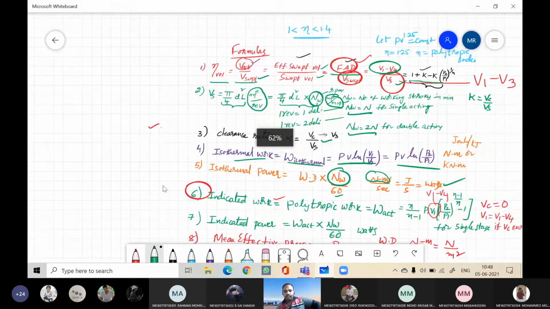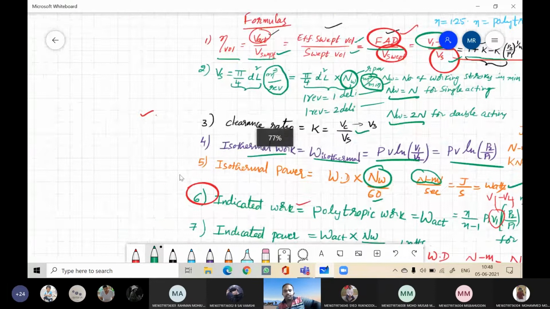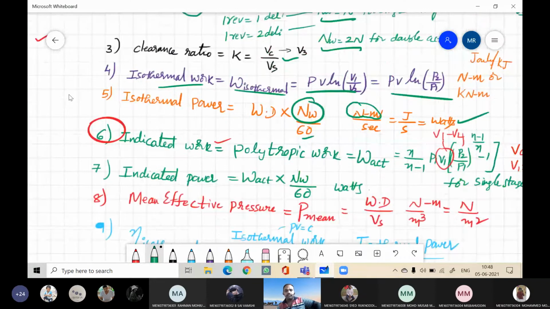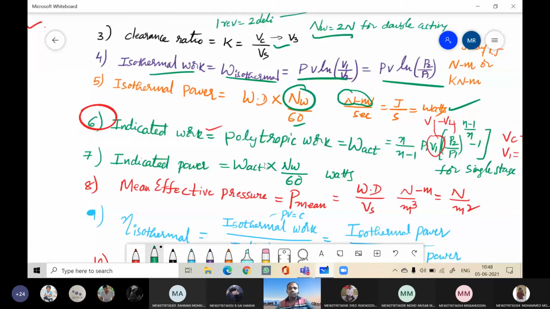Then after isothermal power, we have indicated work or indicated power. Indicated work is nothing but the work done during the polytropic process. The polytropic process is according to the law PV power n equals constant, where the n value lies between 1 and 1.4. If n is equal to 1, that becomes an isothermal process. If n is equal to 1.4, that becomes an adiabatic process. So this polytropic index lies between 1 and 1.4. That value will be given in the problem.